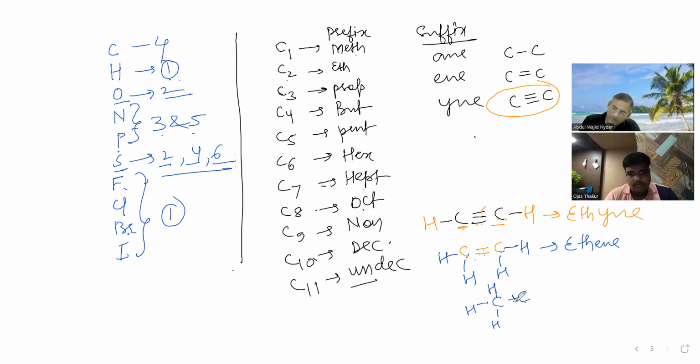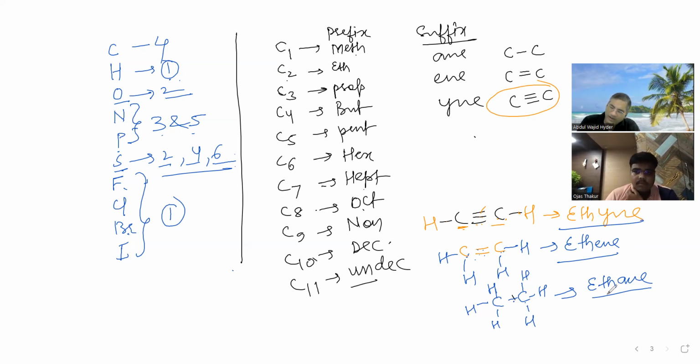This carbon also has valency 4: 1, then 2, then 3, then 4. So how many carbons are there? 2 are there, and between them a single bond is there. So in ethane, ethene, ethyne, carbon atoms are 2.